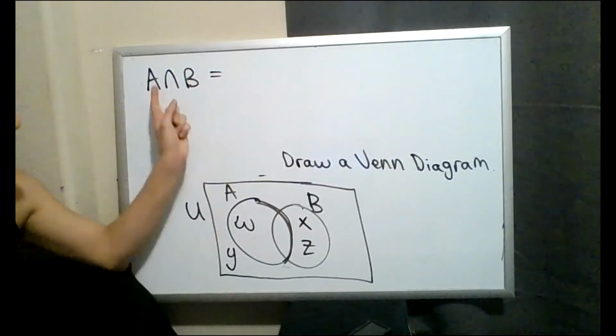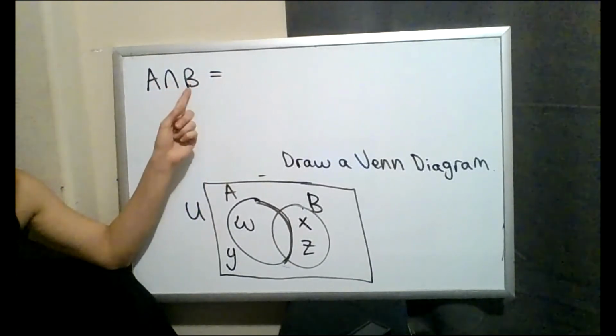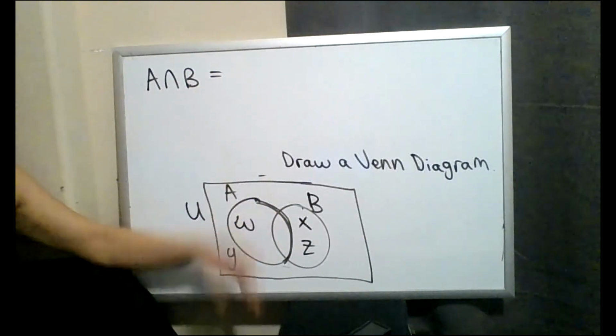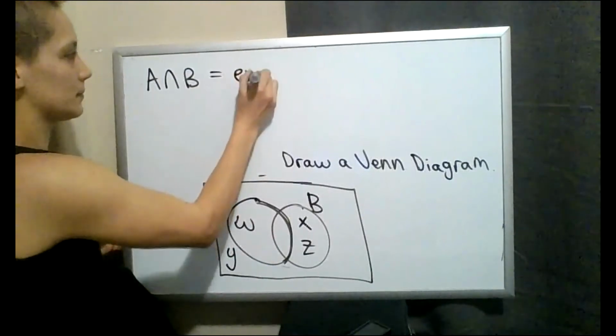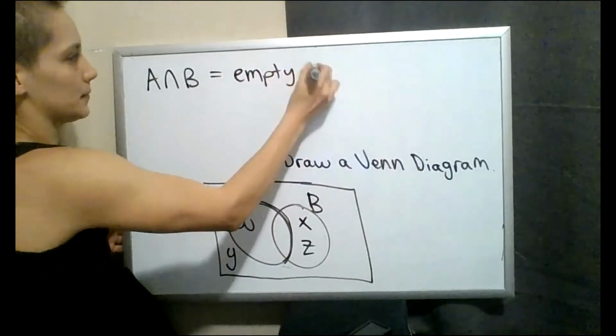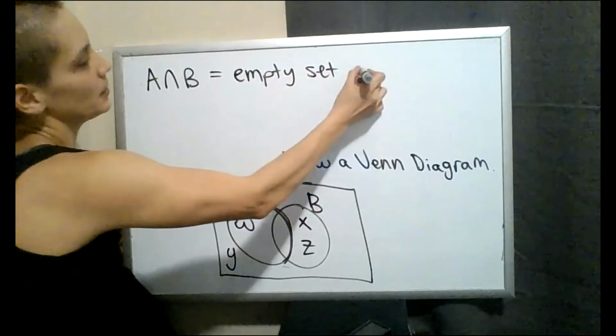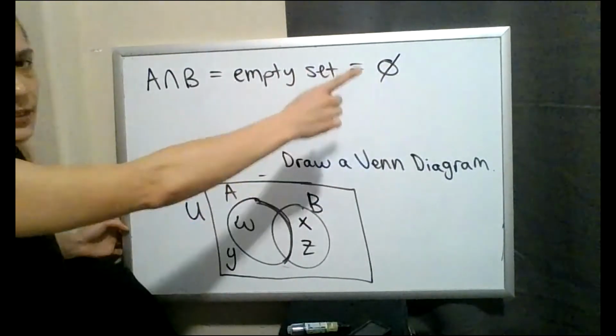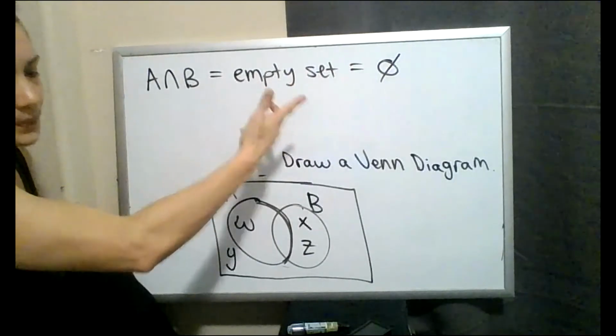Okay, so it's got to be in A and it has to be in B, but we've already looked at the picture. There's nothing in both sets, so I would write empty set. Some people like the symbol like this. I just think that looks like 0, and this is very clear.